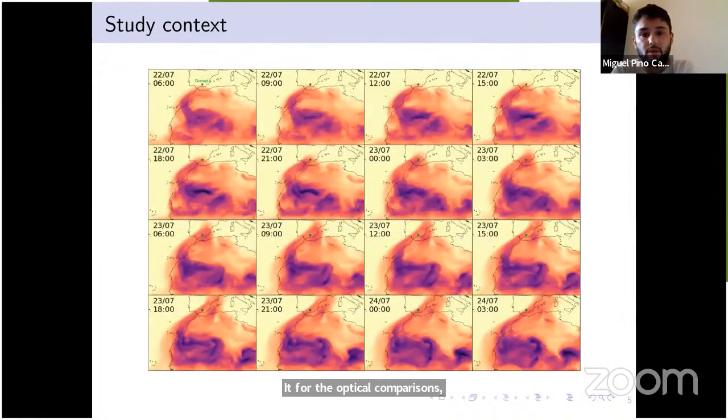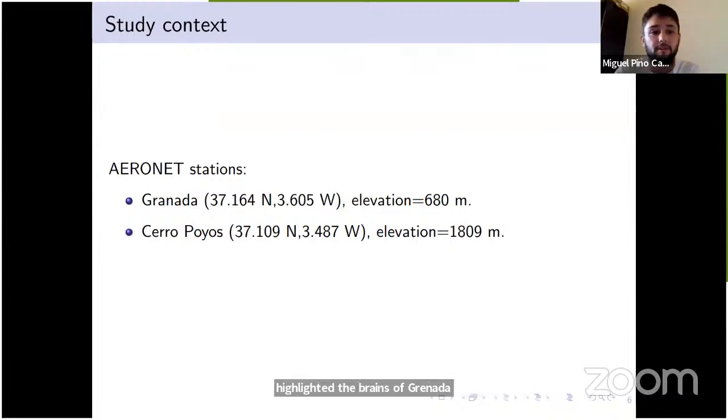In this figure, we can see some qualitative evolution of the outbreak. As we see, its source is in the Saharan Desert, and it comes to the south of Spain, where we have highlighted the province of Granada. Precisely in this province of Granada, we have two AERONET stations: the Granada station, which is in the city, and the Cerro Poyos station, which is in the mountain. There is a difference of more than 1 kilometer in elevation between the two stations.